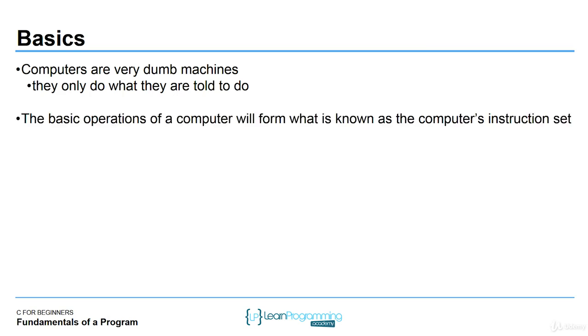So the basic operations of a computer form what is known as the computer's instruction set. An instruction set is just how the computer is going to do something. So we need to tell this computer how to do it, and we do it in the form of a program. At an even lower level, each computer has an instruction set, which is basically the instructions on the CPU, the processor of the computer.